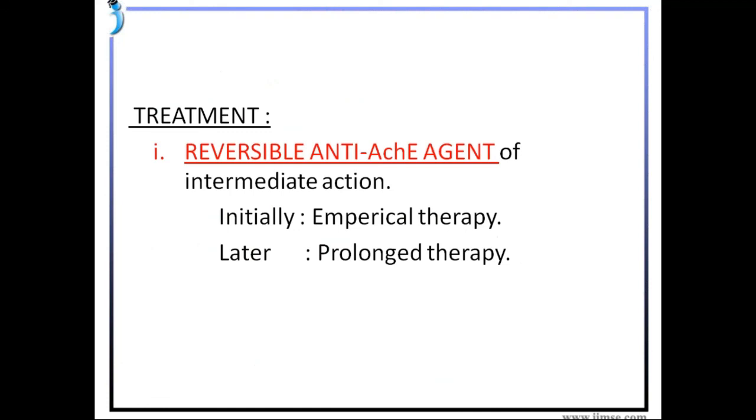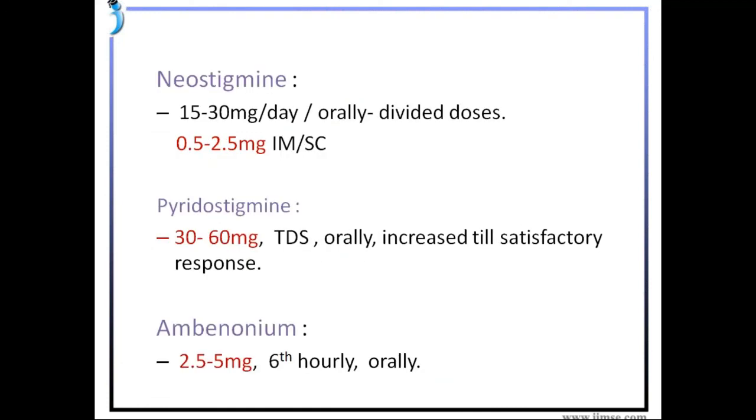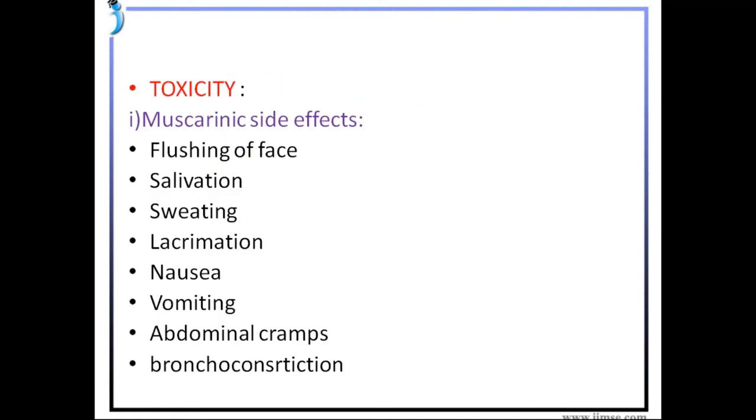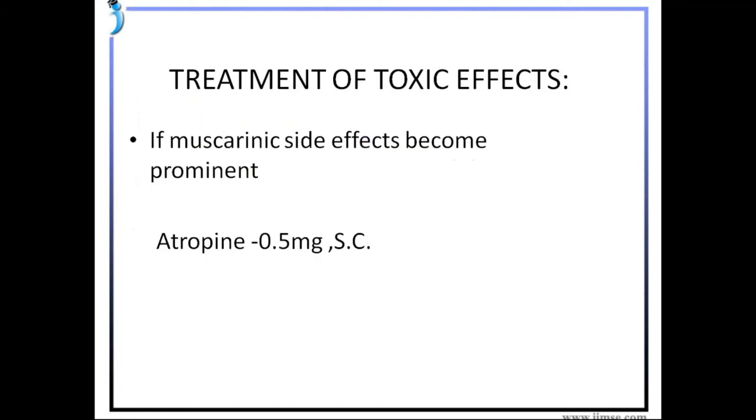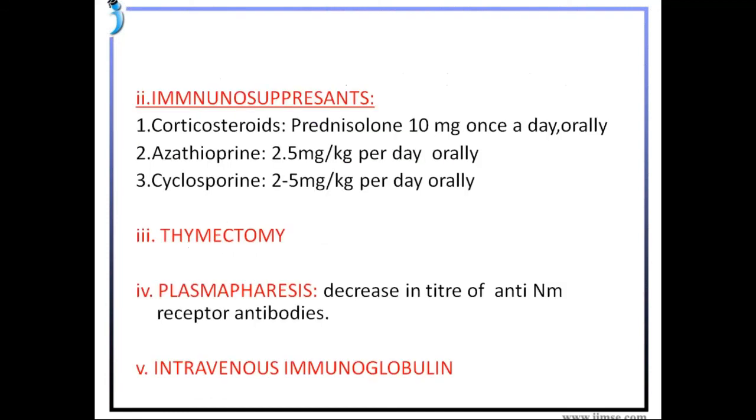Initially, we treat the patient with reversible anticholinesterase agents like neostigmine, pyridostigmine, and ambenonium. And if we see any cholinergic crisis, with the symptoms you see, we usually treat the patient with atropine. We also treat the patient with immunosuppressants. When these two don't work, we treat the patient with thymectomy, which also includes thymoma. And the life-saving measures like plasmapheresis and intravenous immunoglobulins are used mostly in advanced cases. I hope I'm clear with my management.